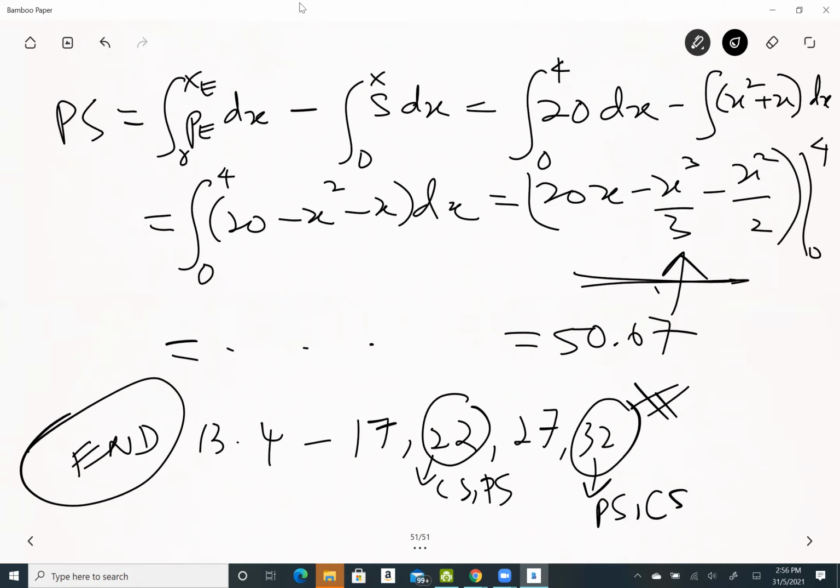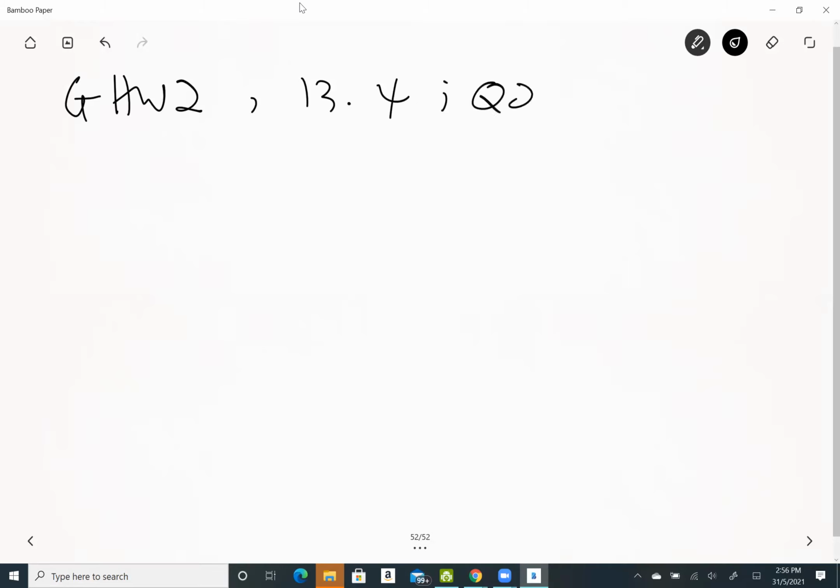All right. Now I'm going to give you also a group homework. This is group homework number 2. I would like you to do question number 24 in 13.4. That means you have to find consumer surplus and you have to find producer surplus.